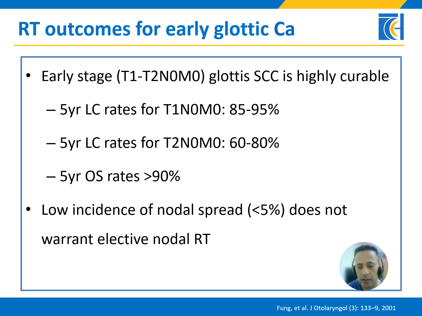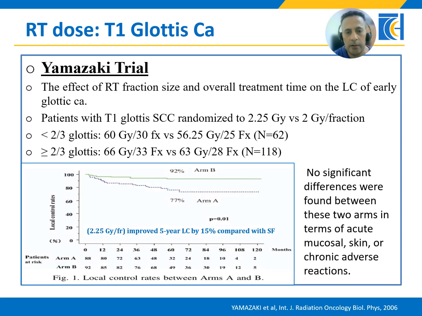Radiotherapy outcomes for early glottic cancer. The 5-year local control rates for T1 disease range between 85 to 95%, while for T2 disease, 60 to 80%. Actually, T2 is a heterogeneous group, and that's why you see this wide range in local control. And the 5-year overall survival rate is more than 90%. When you treat these patients with radiation therapy, we don't electively irradiate the neck given the low incidence of nodal spread. So let's move to the radiation dose and the fractionation schedule for T1 glottic cancer.